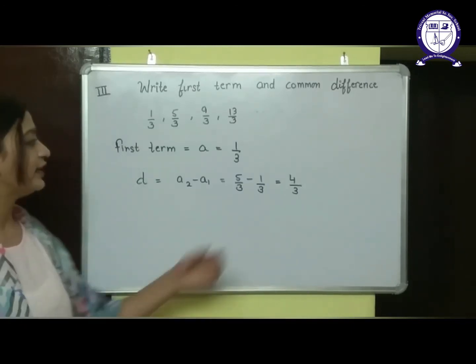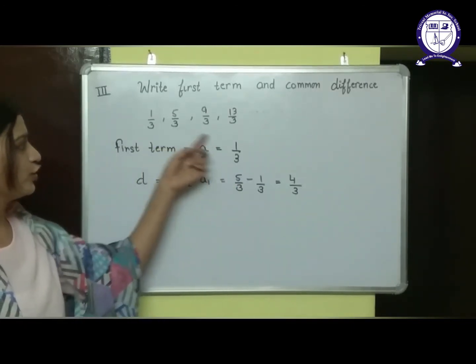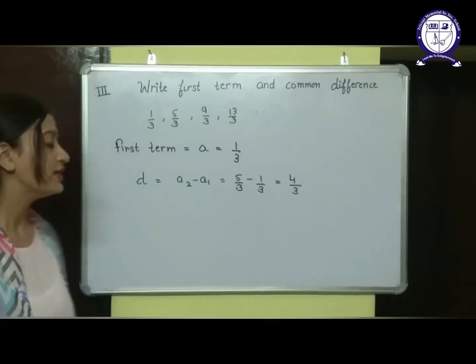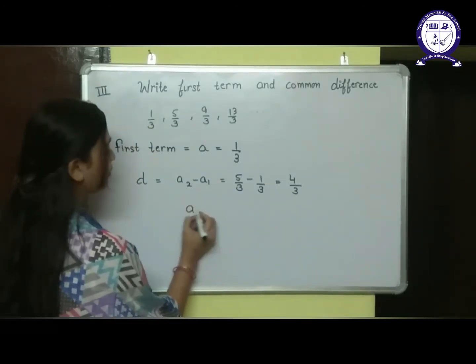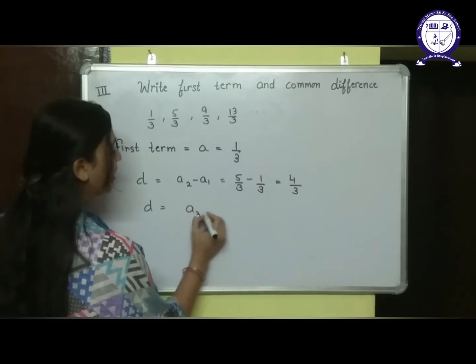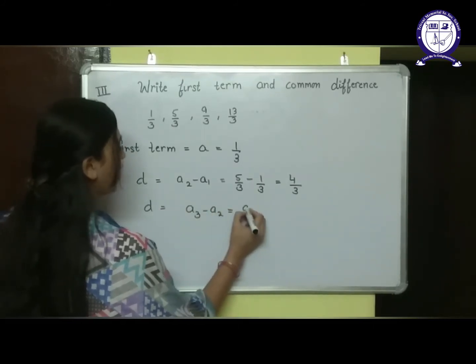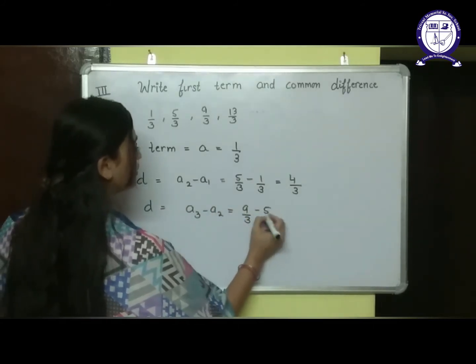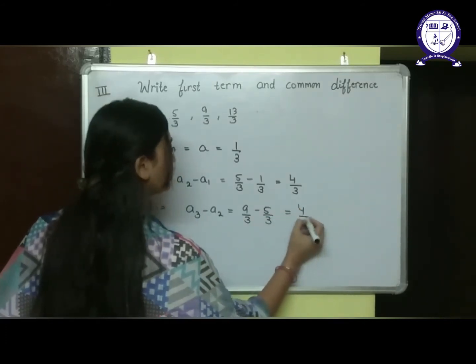You can also find it by taking any other two consecutive terms. The answer will still be the same. Let's see how. Now suppose D is also A3 minus A2. It is 9 upon 3 minus 5 upon 3. It is again 4 upon 3.